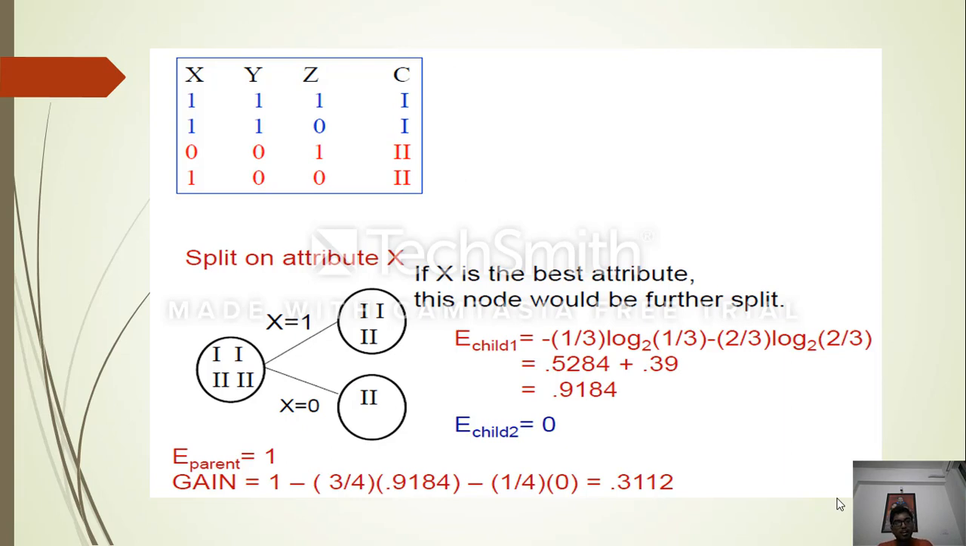So let us take the attribute x. Based on x, we can split the data into two parts: the part where x is equal to 0 and the part where x is equal to 1. We can clearly see from the table that when x is equal to 1, two class 1s are satisfying and one class 2 is satisfying. And when x is equal to 0, only class 2 is satisfying. So it splits into two parts. Now we'll find out the information that can be achieved from this attribute.